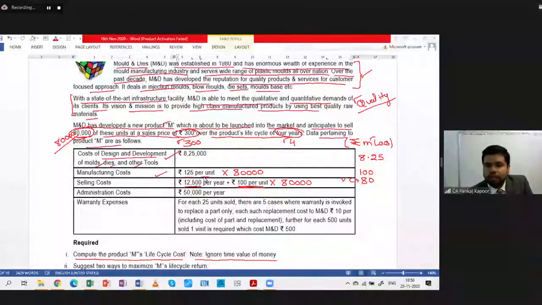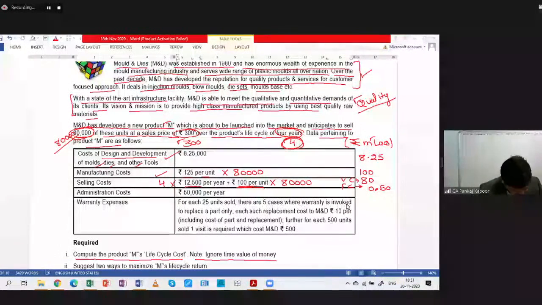Okay. And the fixed cost, which is given on a yearly basis, that is 12,500 per year. And the product life is 4 years. So multiply it with the 4. So your fixed cost of selling will be 0.5, because it's 50,000 and we are writing the amount in lakhs. Hence we will write it 0.50. I hope it is clear to everyone.